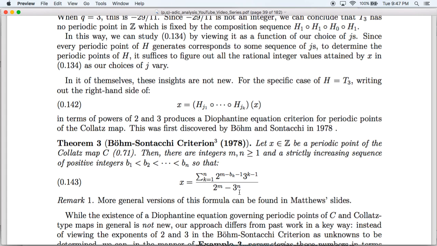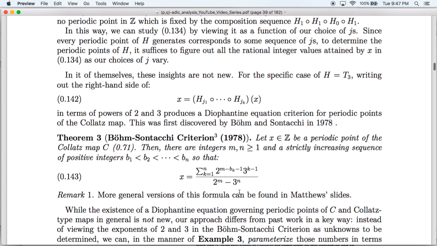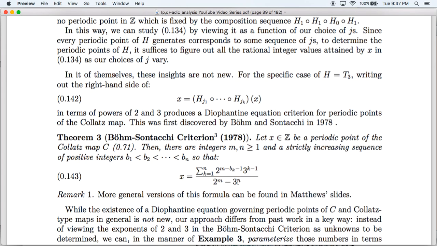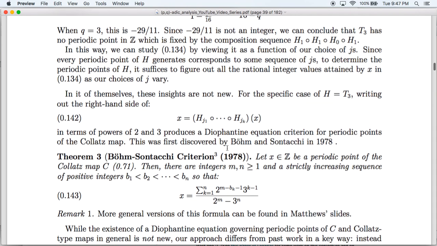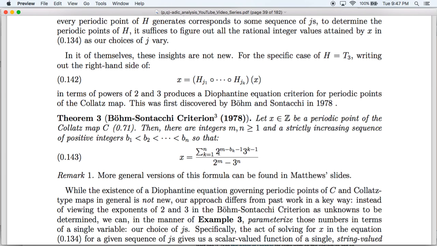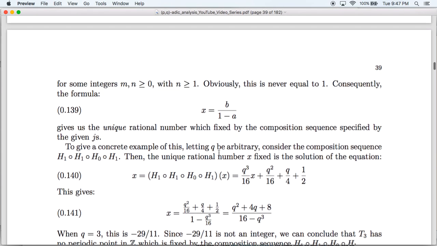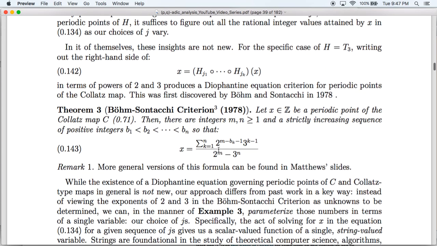While the existence of a Diophantine equation governing periodic points of Collatz-type maps is not new, my approach differs from past work in a key way. Instead of viewing these exponents here as unknowns to be determined, we can, in the manner of this example right here, parameterize those numbers in terms of a single variable, our choices of j's. As we saw, from this particular choice of j, we got this particular rational function. So all of these exponents, instead of being arbitrary, depend on our choice of j's. So we can parameterize this thing.